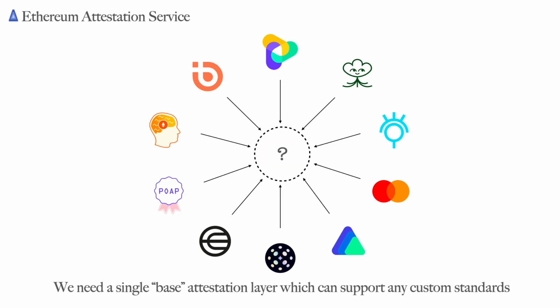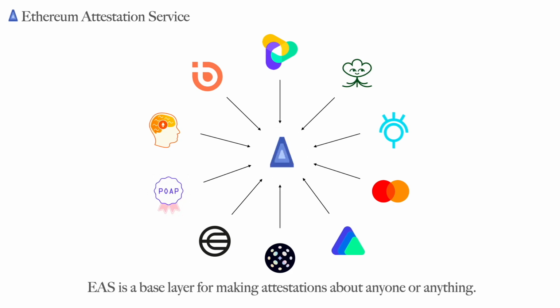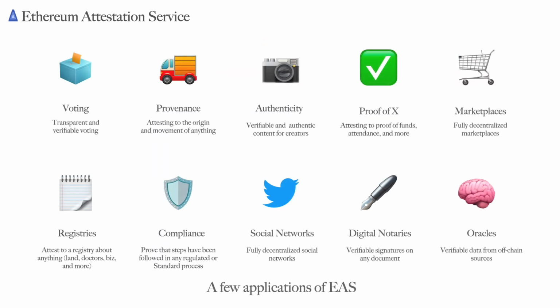What if there was a way to support all the protocols via a single base standard? This is where Ethereum Attestation Service comes in, or EAS for short. EAS is an open source infrastructure public good for making attestations on-chain or off-chain about anyone or anything. Note that because EAS allows anyone to create attestations about anyone or anything, the applications for EAS go far beyond just an attestation layer for identities.